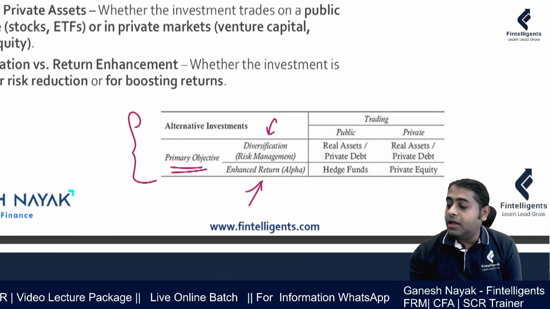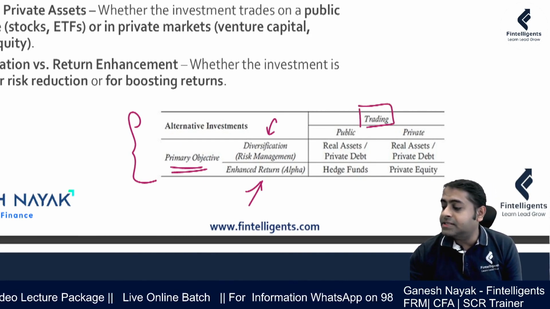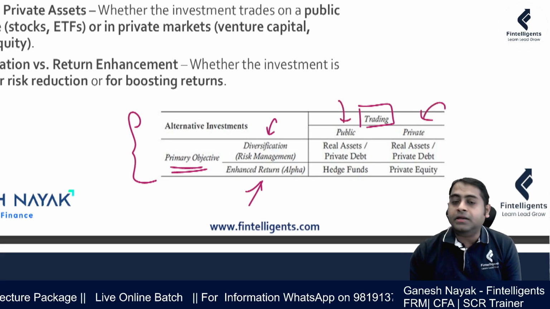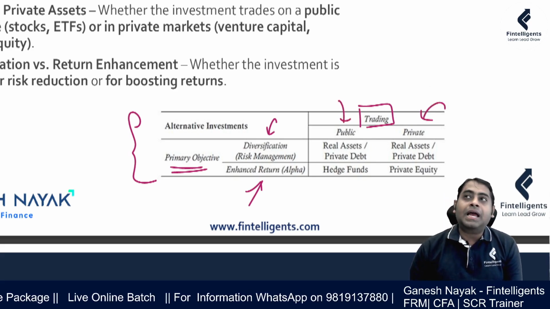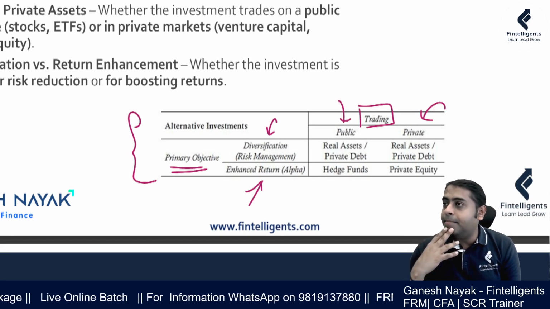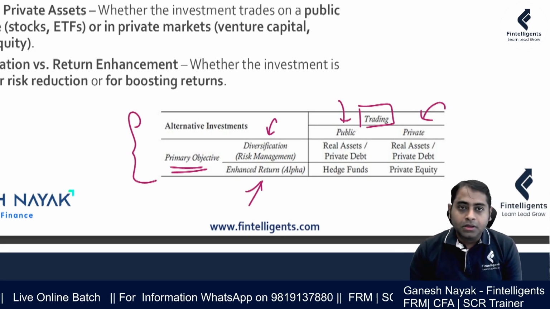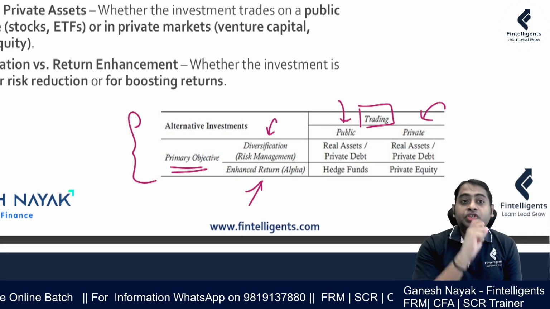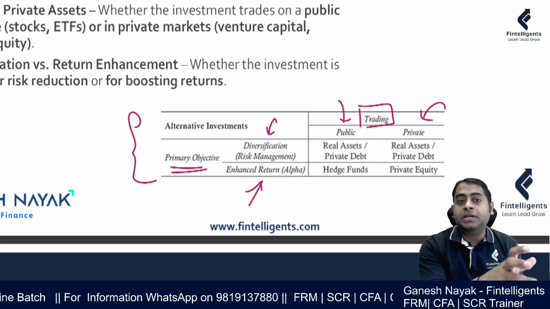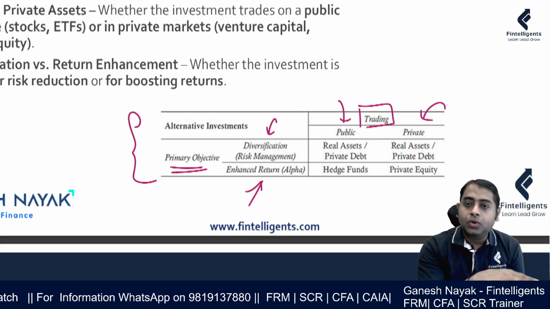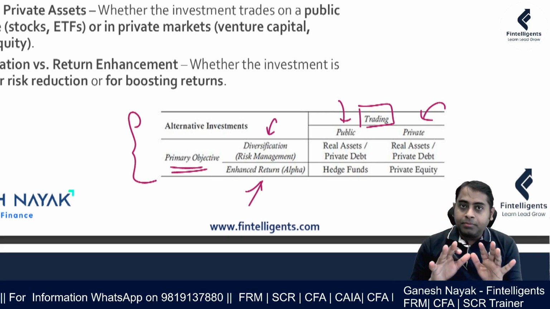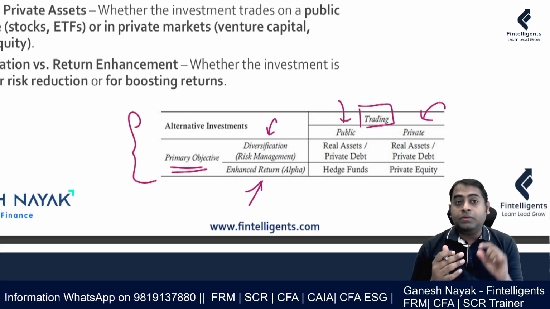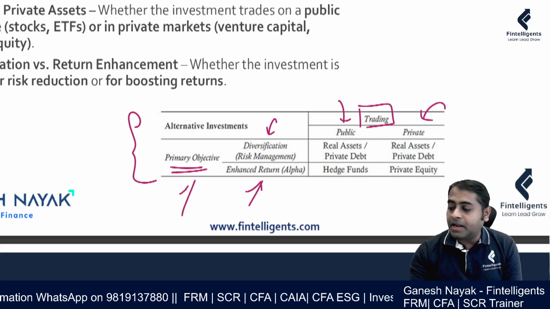And how am I investing? Am I investing privately or publicly? Privately means, one example of this could be I'm buying a stake of a private limited company. Publicly means I'm buying a share of a public limited company listed on an exchange. So that is a broader bifurcation, and the main requirement is over here: what is the primary objective?